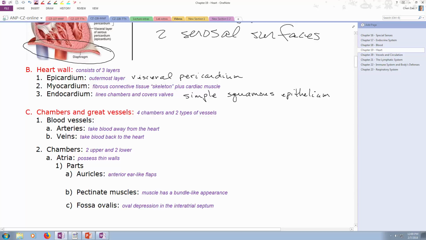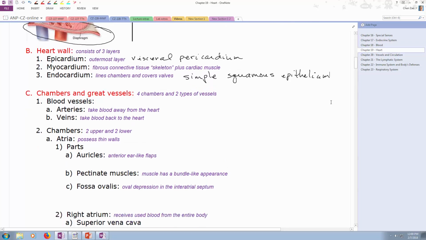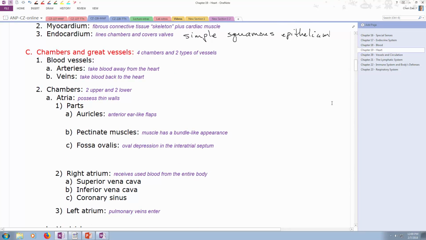So simple squamous epithelium is going to line everything inside the heart, even our chordae tendineae and our papillary muscles. All that stuff is going to have a nice little simple squamous epithelial lining all over those. And we're going to find out that also inside our blood vessels, it's simple squamous epithelium that's lining our blood vessels, whether they're arteries, veins, or capillaries. And so our blood, which is enclosed in a closed system, only actually sees simple squamous epithelium throughout its transit through the circulatory tree. Now let's get into the part of the notes that says chambers and great vessels.